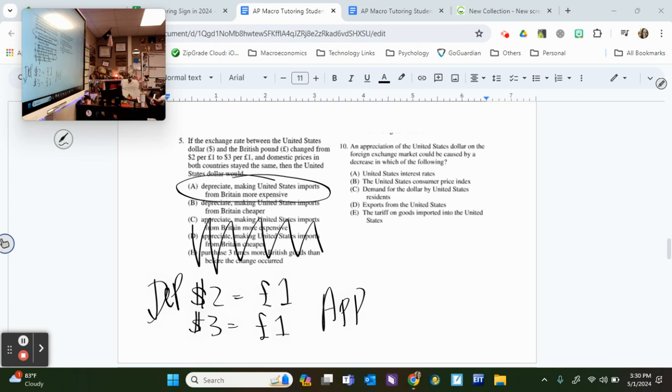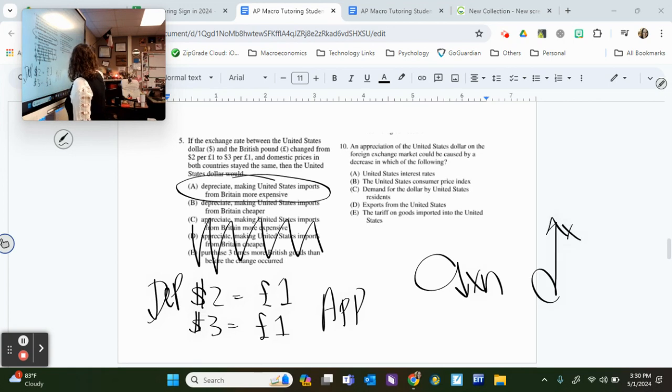Yeah. This is about, if you remember, appreciates, XN goes down. Depreciates, XN goes up. I just know. I've been doing this for a while.